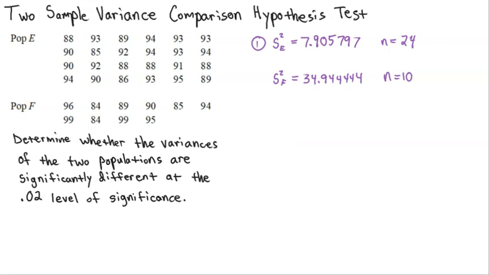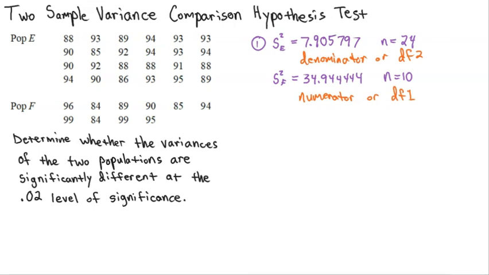In step 2, we're going to decide which one is the numerator and which one's the denominator, and the larger one is the numerator. So this 34 is going to be the numerator, and sometimes we refer to it as the variance that has the degrees of freedom 1, df1. The other one, the smaller variance, is going to be the denominator, or df2.